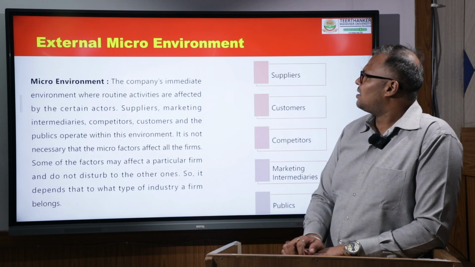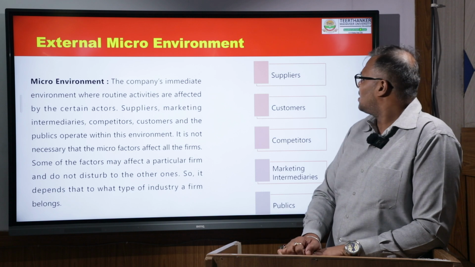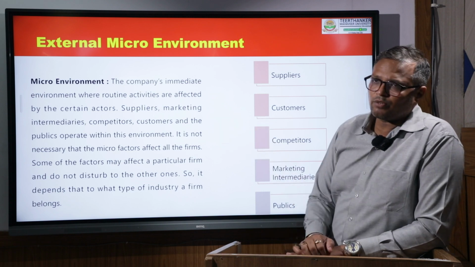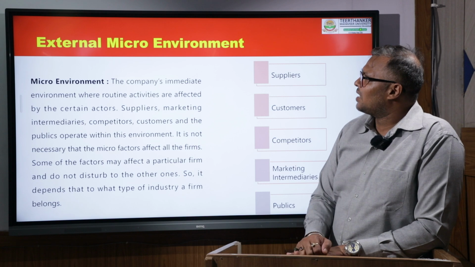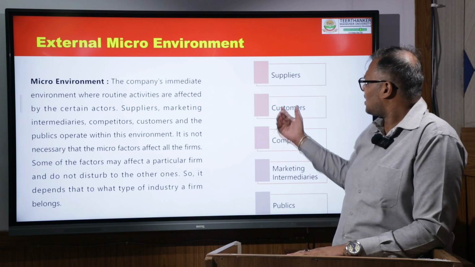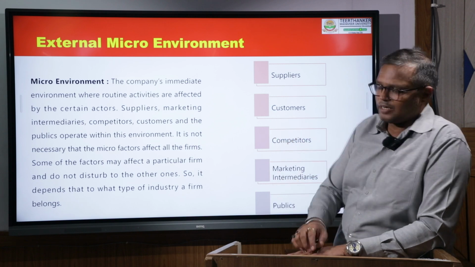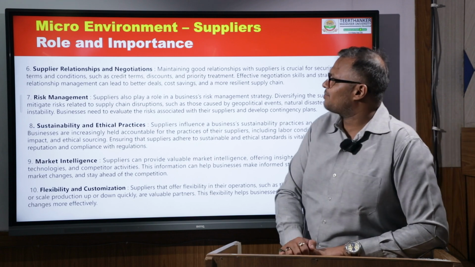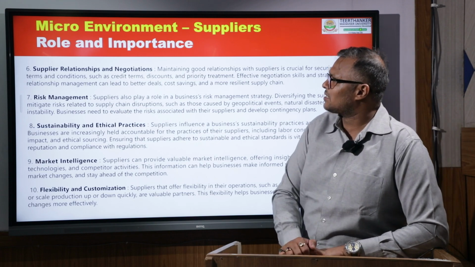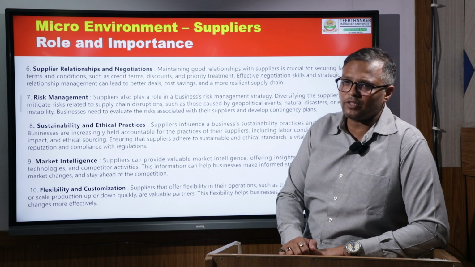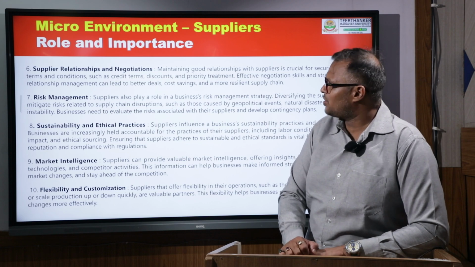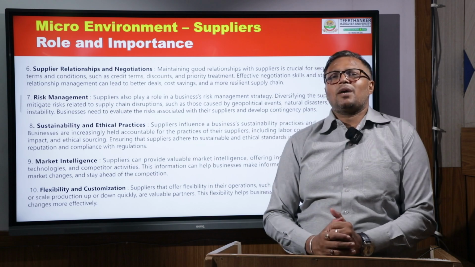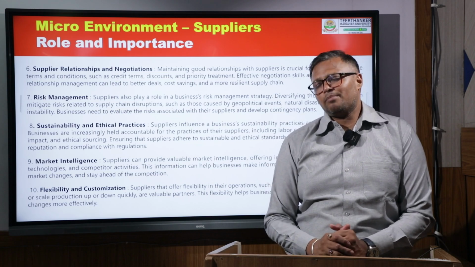Now remember, when we talk about the external part, in fact, this content needs to be over in the previous slide. The external macro environment includes supplier, customers, competitors, marketing, and intermediaries, which we have discussed. Now, into the supplier, the next part includes the relationship with the supplier and the negotiations they are taking up. Maintaining a very good relationship with the supplier is the utmost requirement for a company.